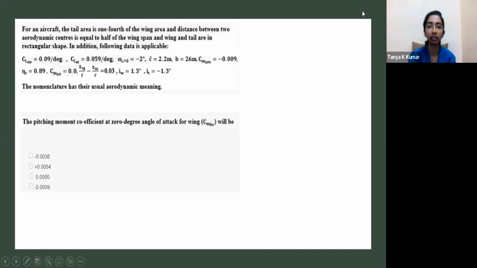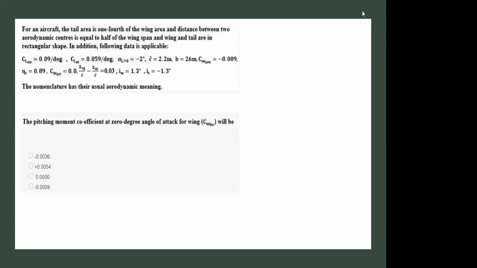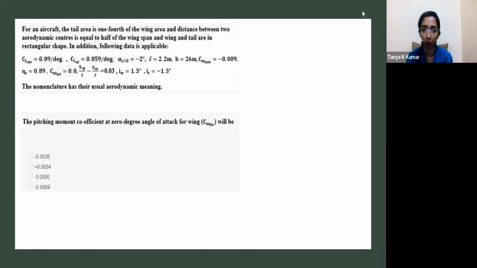Can anyone tell me? It's the intercept contribution of the wing, the Cm naught contribution of the wing. The pitching moment coefficient at 0 degree angle of attack for the wing. Okay, so this is the formula, and we'll try solving this now.